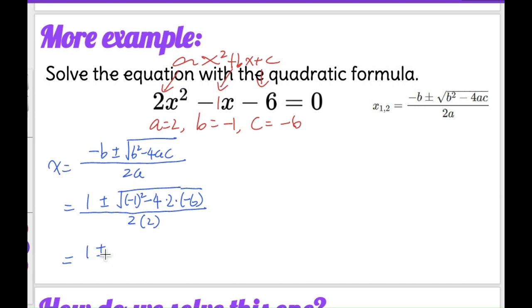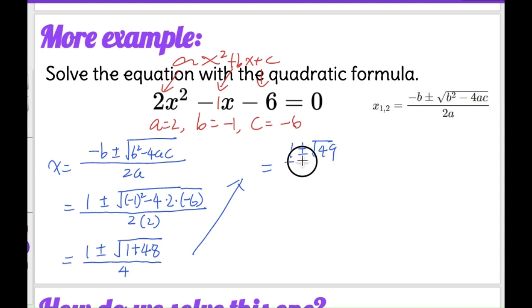Now I'm going to do some mental math. -1 squared is 1. 4 times 2 is 8. 8 times -6 is -48. So the minus sign becomes plus. And 2 times 2 is 4. Okay, let's continue. Again, nothing is hard, you just need to be a little bit careful. So plus or minus the square root of 49, divided by 4. And we know the square root of 49 is 7, divided by 4.